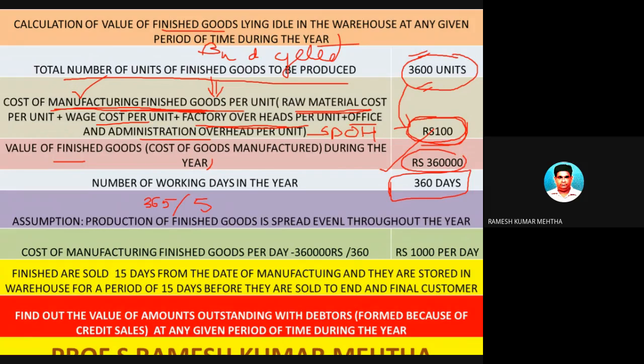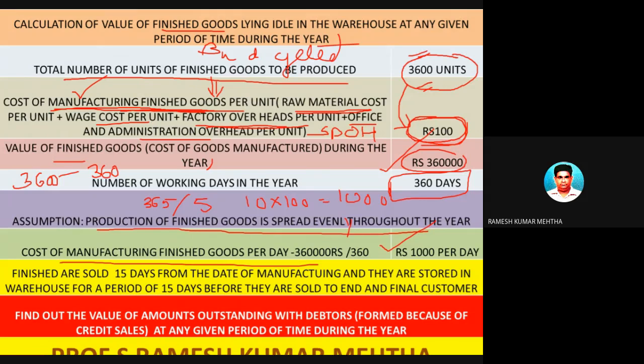One of the basic assumptions of finding out the formula of any element of current assets or current liabilities is that the production of finished goods is spread evenly throughout the year. So here, what it means is I am going to manufacture 3,600 units during 360 days. So per day I am going to manufacture 10 units, and 10 units manufactured at a cost of rupees 100. So the total amount spent on manufacturing the finished goods is 1000 rupees per day.